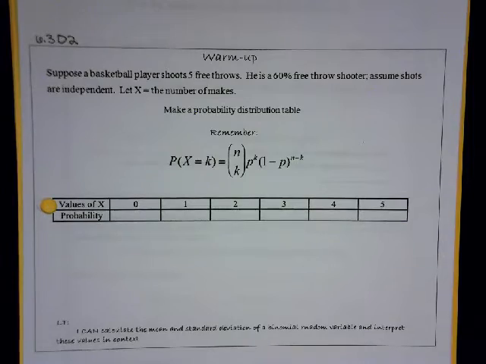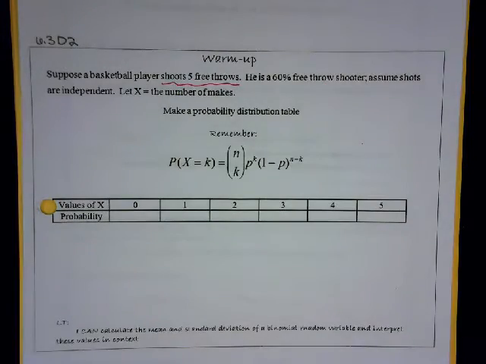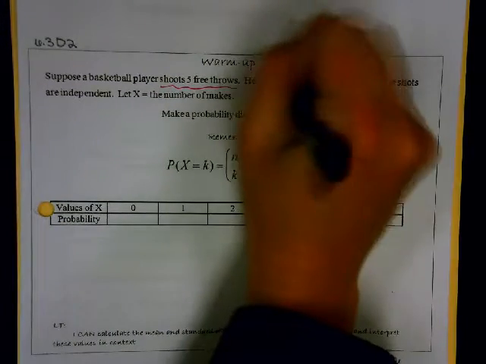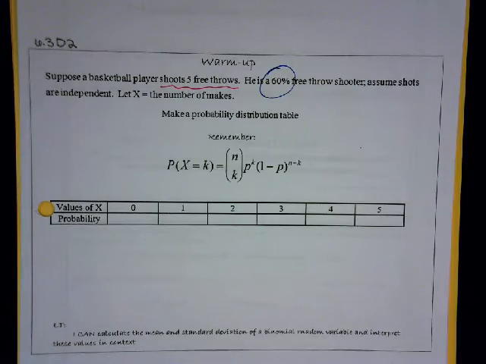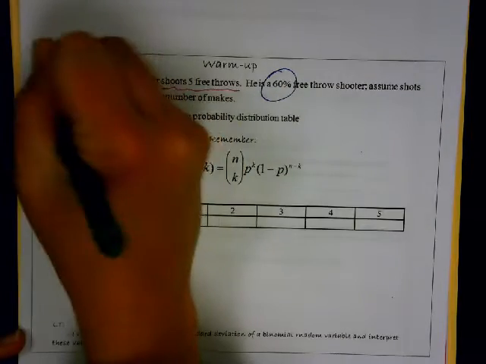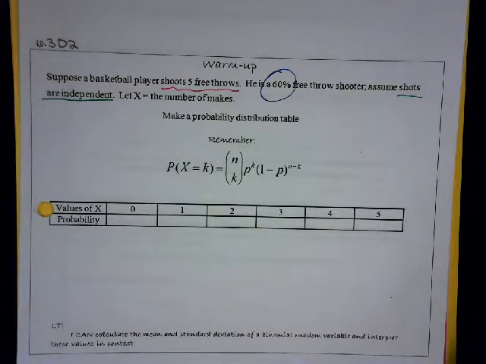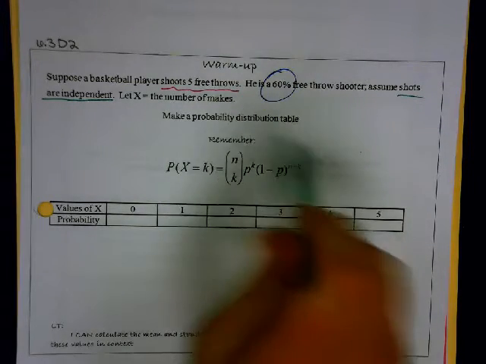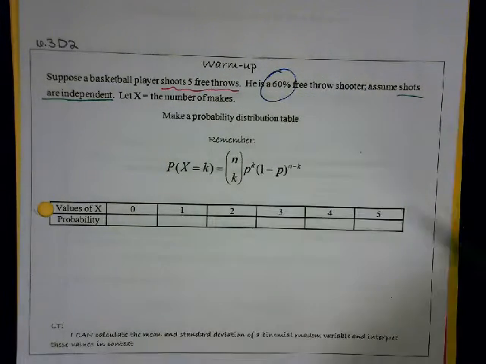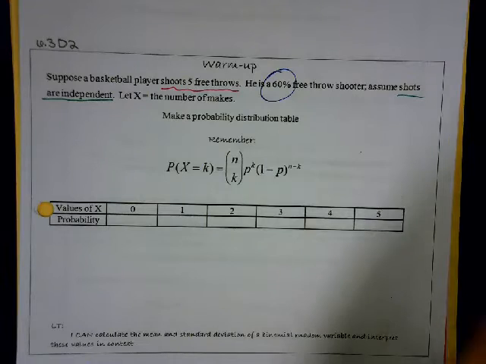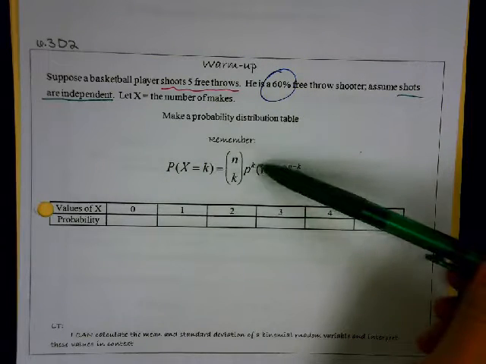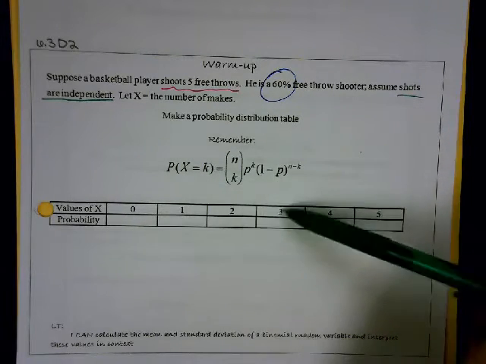Alright, so we're gonna say a basketball player shoots 5 free throws. He's a 60% free throw shooter. We're going to assume shots are independent. X is the number of makes. And we're going to make our probability distribution table. So remember our formula to find the probability of X number of successes. So we're going to use that formula to fill in the probability for each of these.